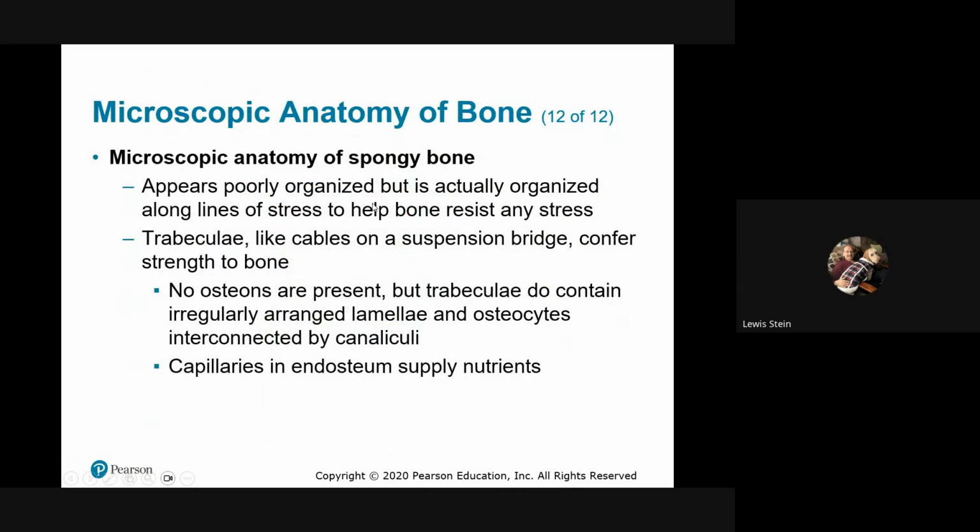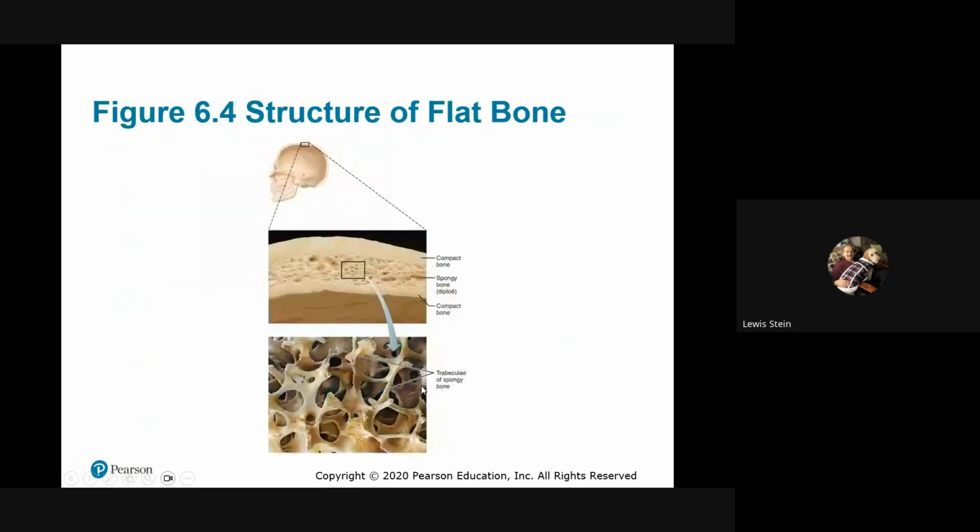So again, it's actually organized along stress lines. They're called trabeculi. It's an important word. Cables of suspension bridge, good analogy like that. I don't know anything about the mechanics of that, that's above my pay grade. No osteons, just regular little pieces of bone, and osteocytes, doesn't matter. And again, that same illustration gives you an idea. I call it a honeycomb. Again, it's all about surface area.